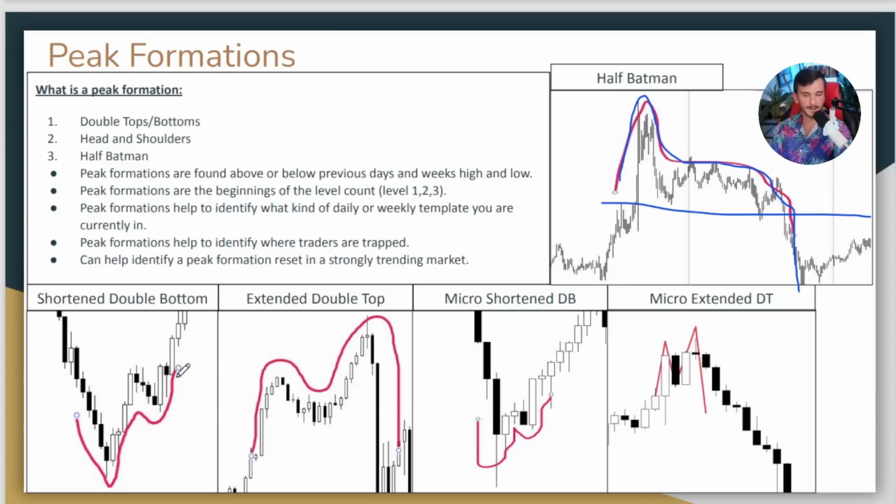So the different kinds of peak formations are listed down here at the bottom, as well as up here. And for any of these, you can just flip this over. Short and double bottom becomes a short and double top. You flip this over, extended double top would become an extended double bottom. All right, so why is it shortened? Well, it's shortened because this is the lower low, and then this put in a higher low, but that puts in the peak formation.